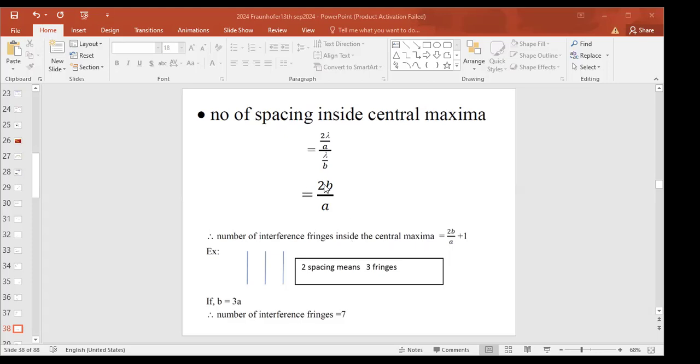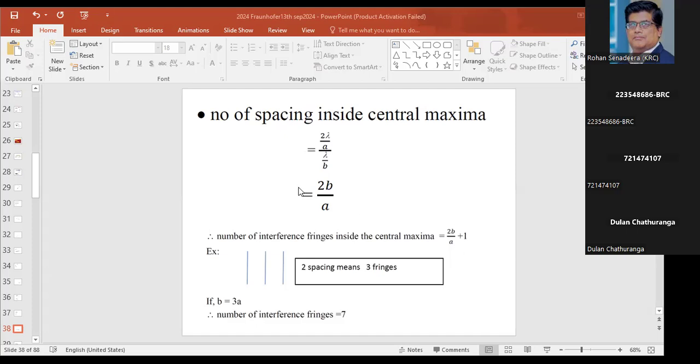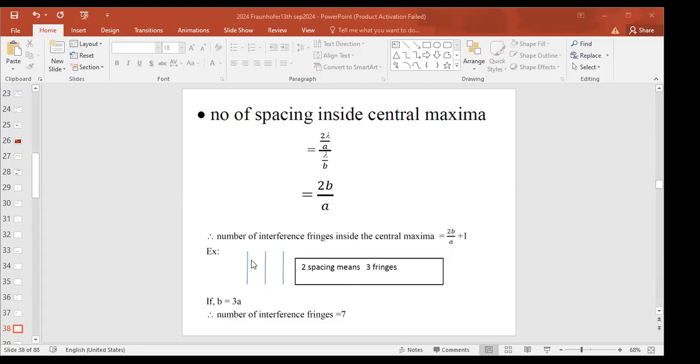This is the spacing. Therefore, now we have number 2b over a, plus one, right? Right now, since we don't know these b and a values, we just consider like this. For example, if b is equal to 3a, this is just an example, right? Then you can calculate number of interference fringes. You put b is equal to 3a here, 3 here, it will be 6 plus 1, 7, right? So likewise, you can calculate if you know the b and a values. But generally, you can go with the b and a values. Let's see further.